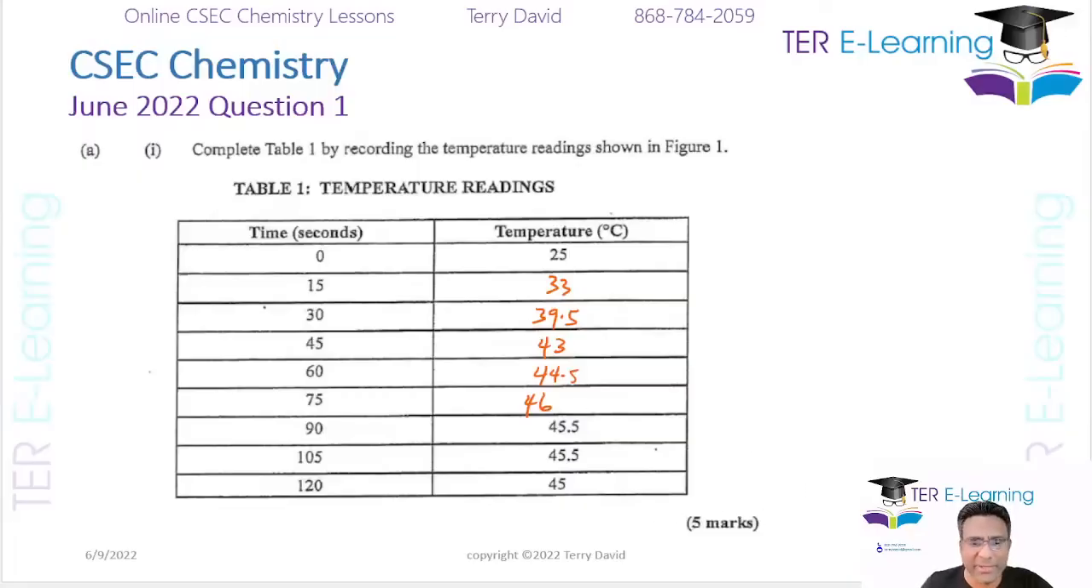So basically, you all got 5 marks just for reading off some temperature readings, right? That's it. 5 marks just for reading off some temperatures, right?